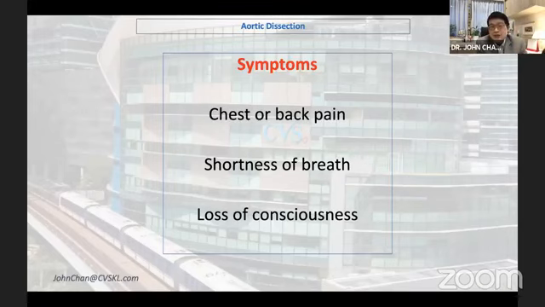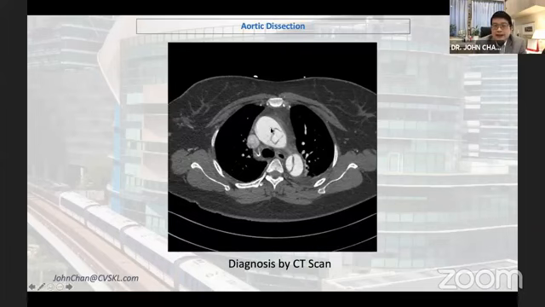So the investigation for this is by CT scan. And you can see on this CT scan here that there is a tear. This is the ascending aorta, and this is the descending aorta. And you can see that there is a tear involving both the ascending and descending aorta in this patient. The aortic dissection of the aortic root and the descending thoracic aorta can also be seen on echocardiography, but the gold standard investigation for aortic dissections is a CT scan.